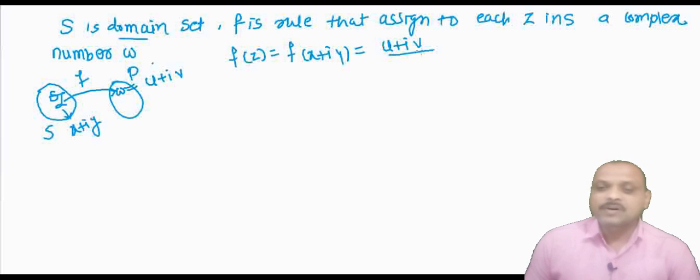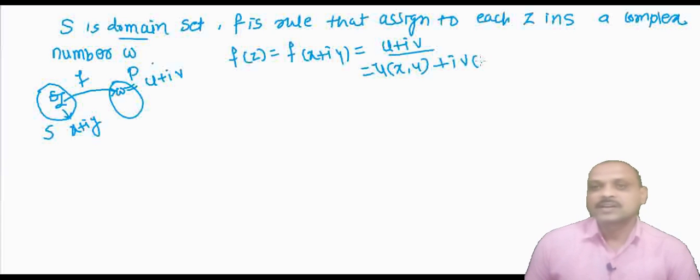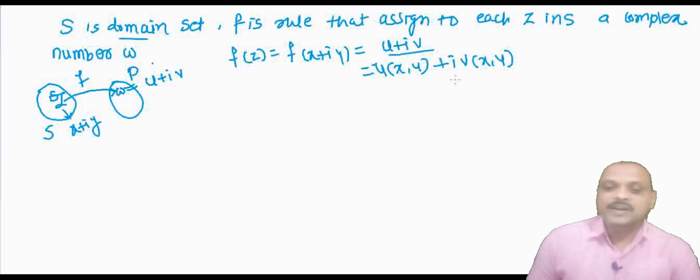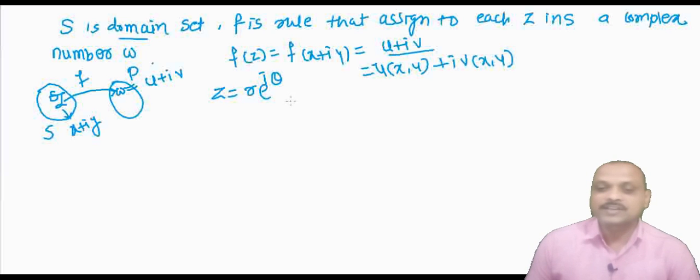This is in terms of coordinates x and y. So u is a function of x and y, and v is also a function of x and y. Now whenever Z is a function of r and theta, as we know in terms of polar coordinates, these values of u and v are also in terms of r and theta. That means f of r e raised to i theta is equal to u of r comma theta plus i into v of r comma theta.